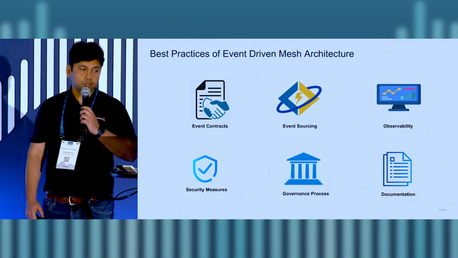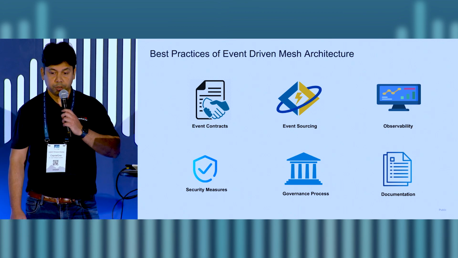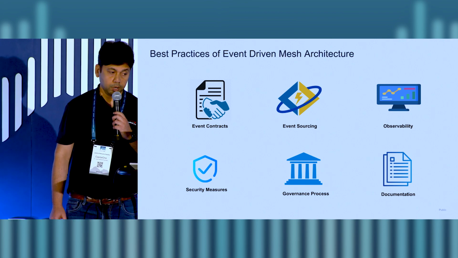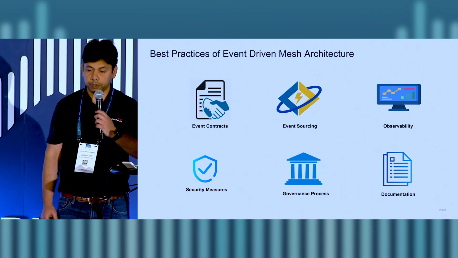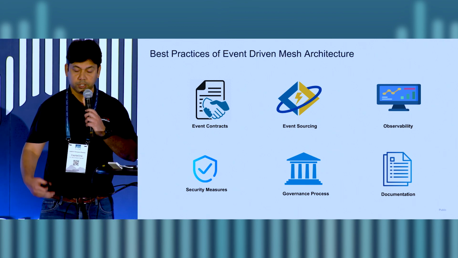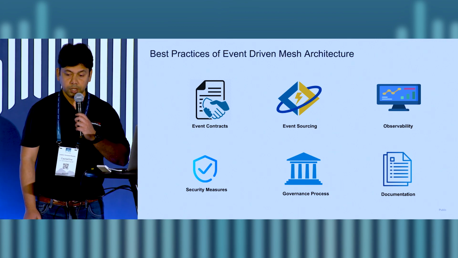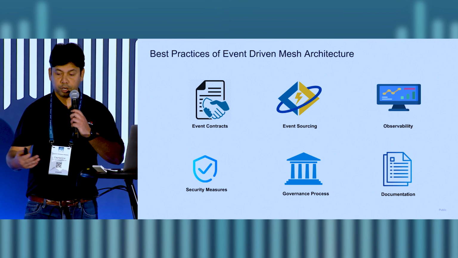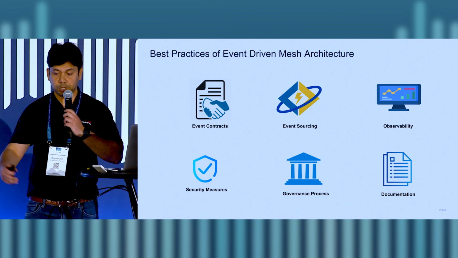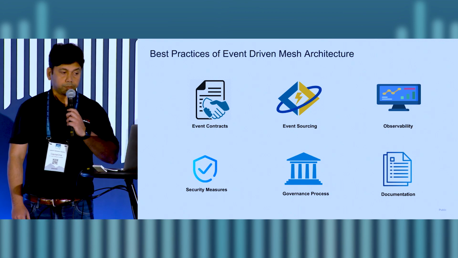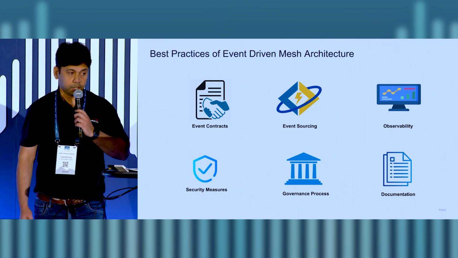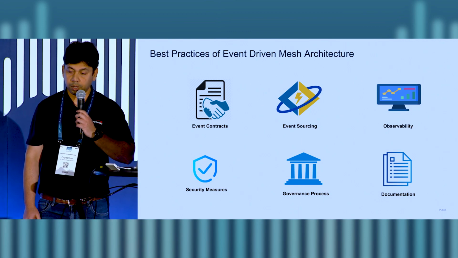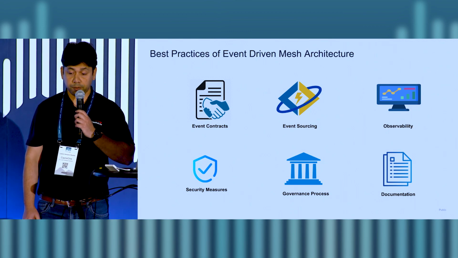Some of the best practices to consider even during this event-driven mesh architecture are event contracts. These are super powerful. Establish well-defined contracts for the events, including their structure, format, and metadata. This ensures consistency and interoperability between different components, as you are now dealing with a lot of distributed applications. Event sourcing: the source of the events should be the source of truth, and it should give the right information about the state of the event.